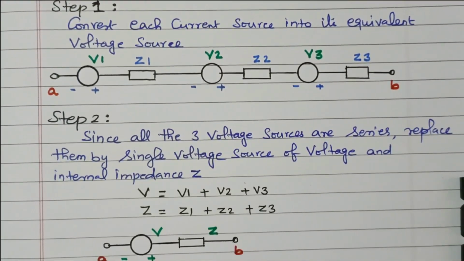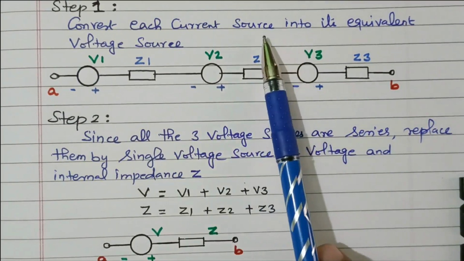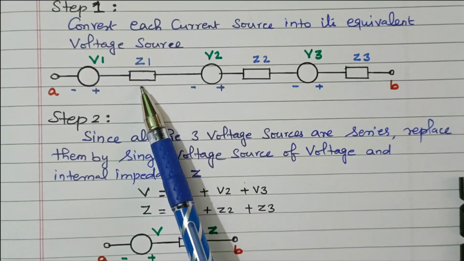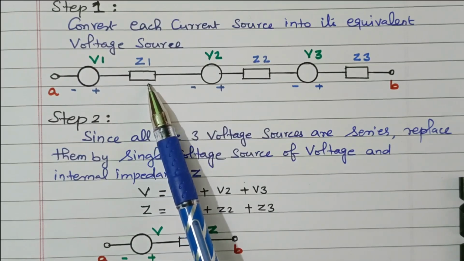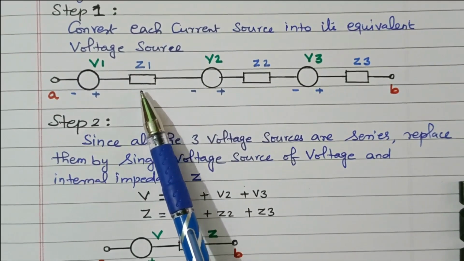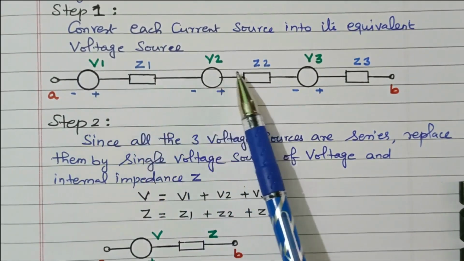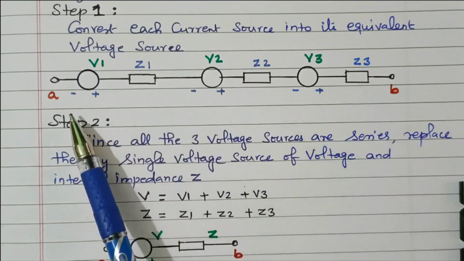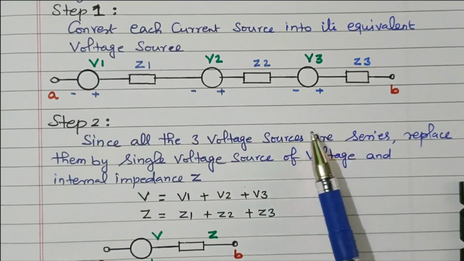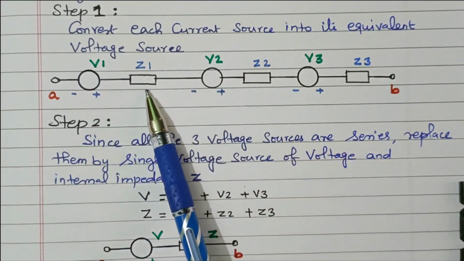each current source into an equivalent voltage source. So V1 is connected in series with Z1. Current source means it is connected in parallel, voltage source means it is connected in series. V1 Z1, V2 Z2, V3 Z3, with terminals A and B. Right? Now the 3 current sources with internal impedance are converted into voltage sources with internal impedance.